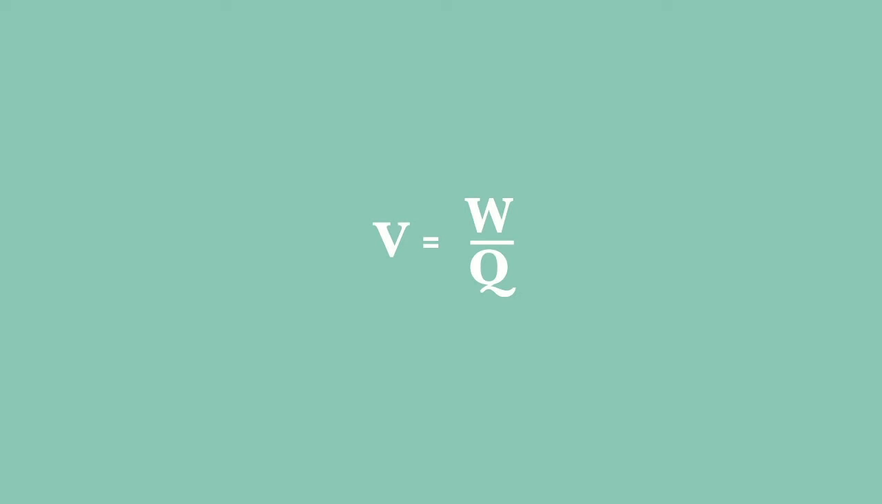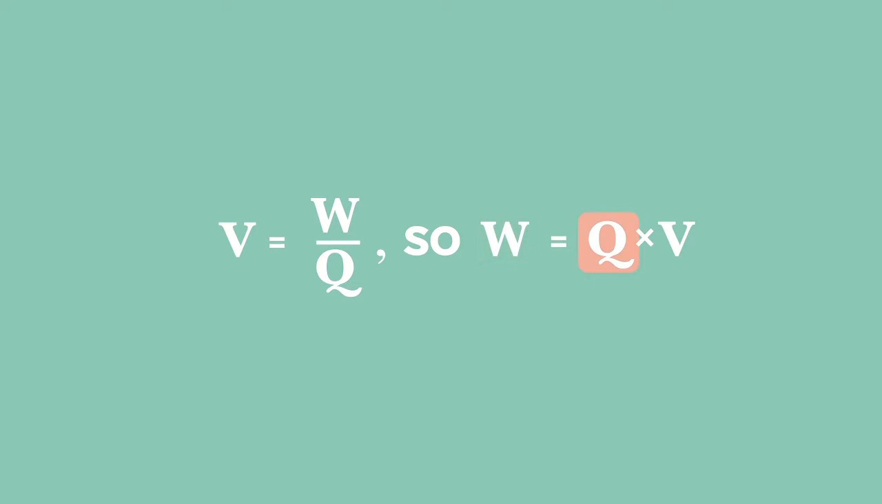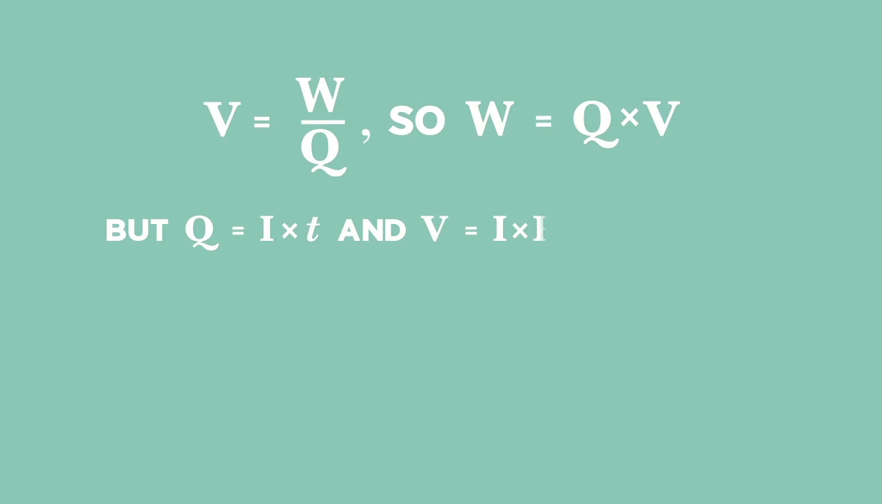The work done per unit charge, better known as voltage, is given by the equation shown here. Potential difference is equal to the work done divided by the charge. The equation can be rearranged to work is equal to the charge times the potential difference. Since charge is equal to the current times the time, we can substitute for charge in the equation, which gives us work is equal to the potential difference times the current times time.